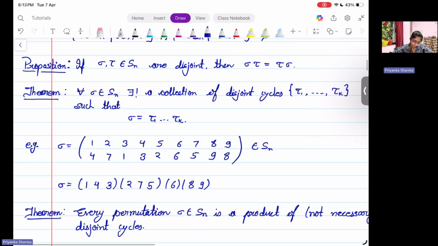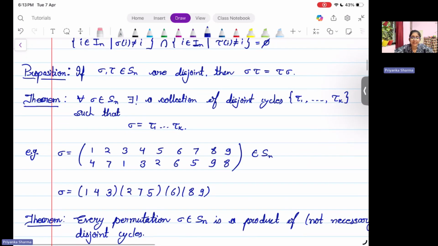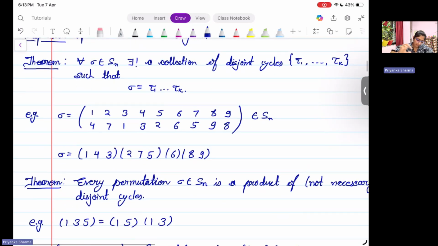And as these cycles are disjoint, they will commute with each other. And as they commute, we can reorder these tau i's. But they will represent the same permutation. So this is the meaning of the uniqueness here, unique up to reordering.